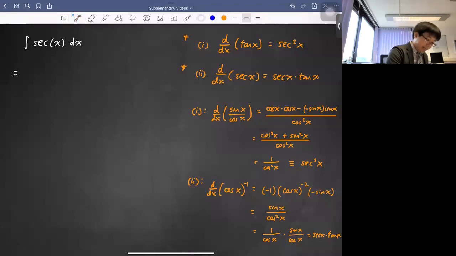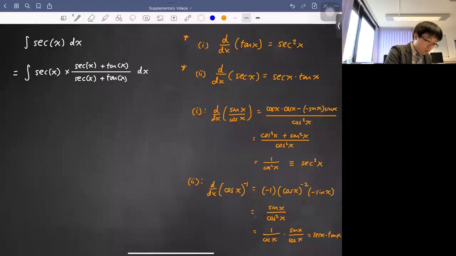Now we will use these to solve this integral, with a smart trick. Again, it's one of those things: if you know it, you know it. I'm going to multiply by 1, essentially. I can multiply by anything over itself, a fraction where the top and the bottom are the same. So I'm going to multiply top and bottom by secant x plus tangent x. It's not going to change anything, since I'm just multiplying by 1.